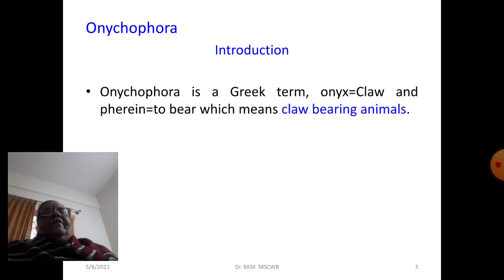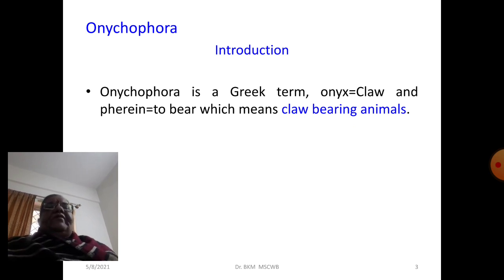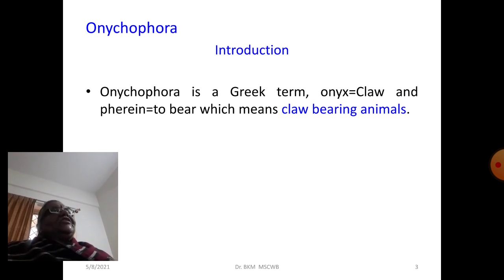So the genus Peripatus belongs to the minor phylum Onychophora according to present day classification, and according to earlier classification, Onychophora is a class under the phylum Arthropoda. Whatever it is, we shall know more about it, and as of today, it is treated as a separate minor phylum.